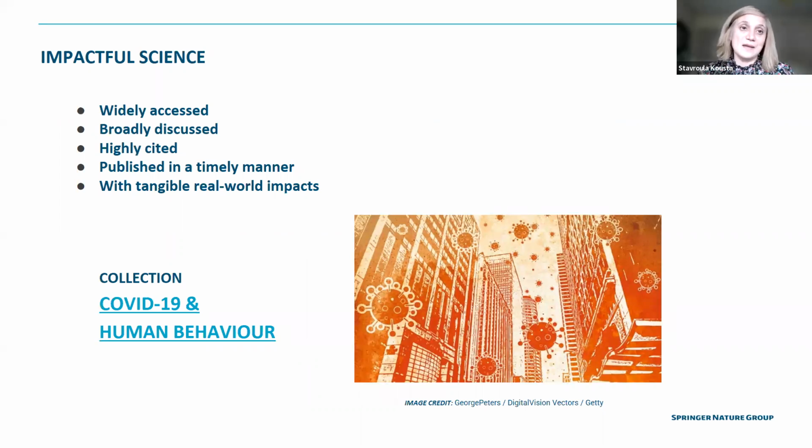So this was a small tour of some of the content that Nature Human Behaviour published that had tangible, real-world impacts. This is true for our journals in general. The impact is not only in terms of citations, in terms of accesses, but also making a difference around the world. The science we publish is widely accessed, broadly discussed, and highly cited. It is also published in a timely manner with tangible real-world impact.